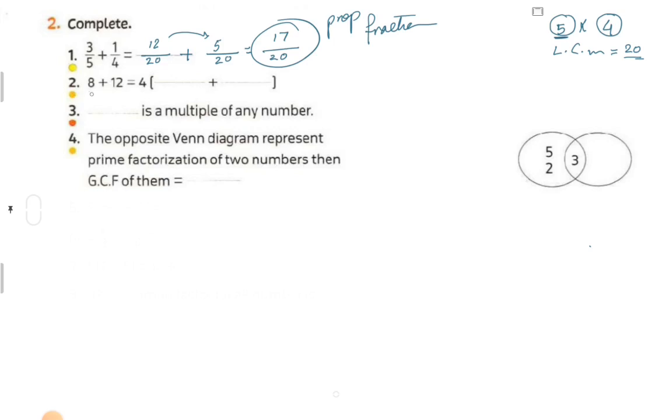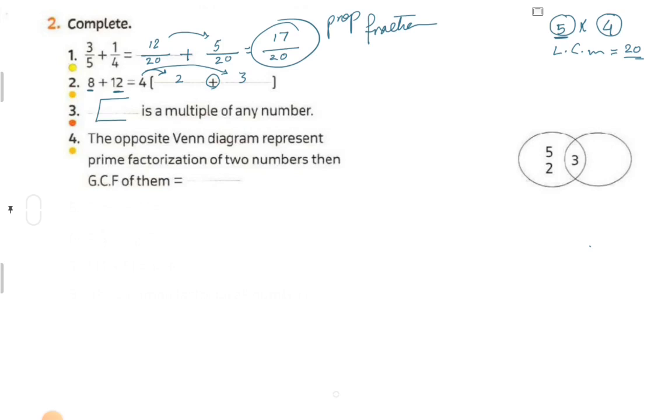Question number 2. 8 plus 12 equals 4 times a bracket with two numbers and a plus sign. Easily, it's the distributive property. I need 8 plus 12: 4 times a number equals 8, and 4 times a number equals 12. What's the number times 4 equals 8? 2. What's the number times 4 equals 12? Just 3.